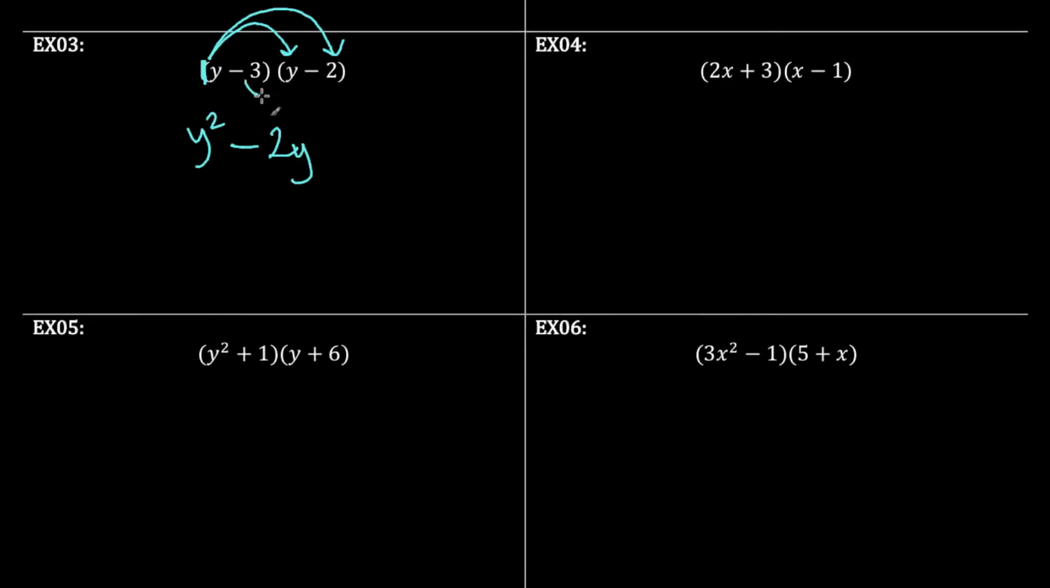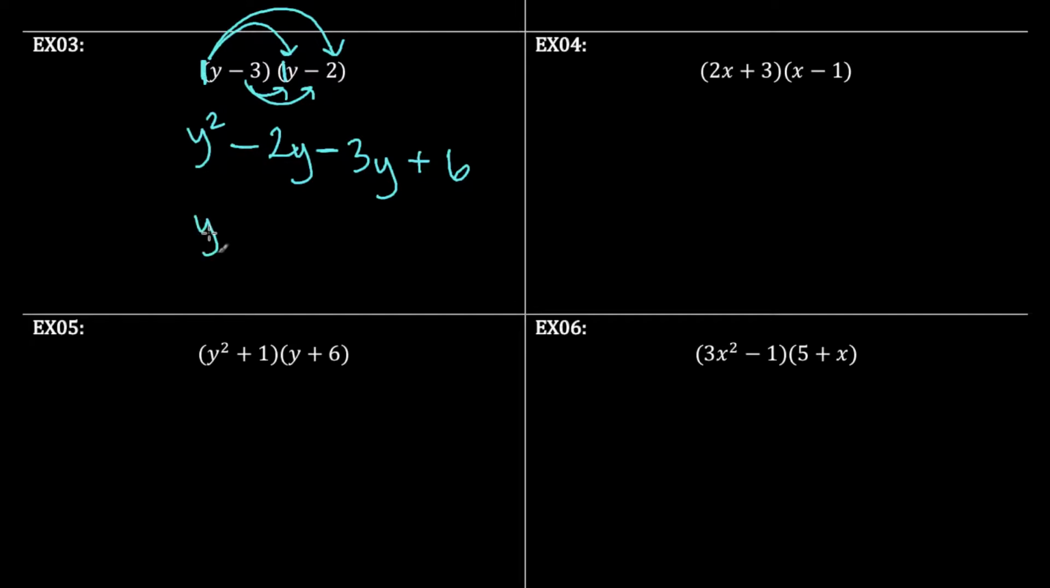And so we move on to the next one. A negative times a positive is a negative. Let's put a 1 here. 3 times 1 is 3. No y times y is y. Negative times a negative is a positive. 3 times 2 is 6.